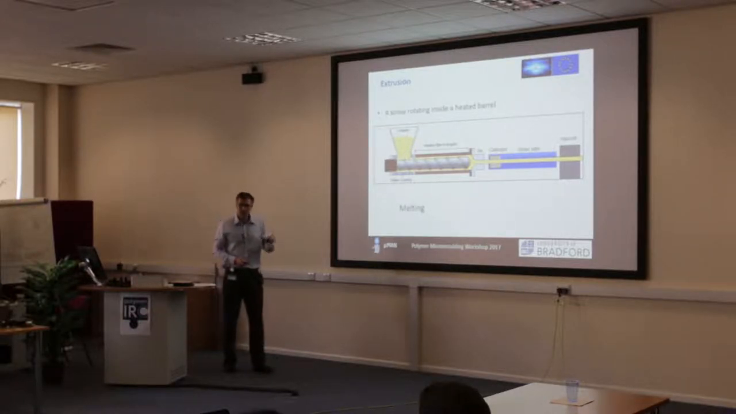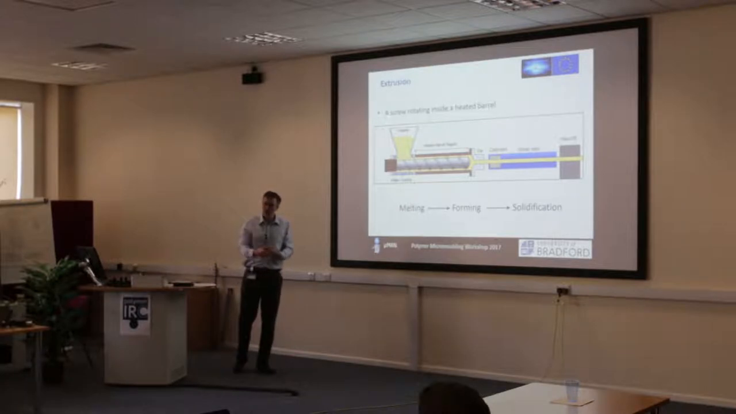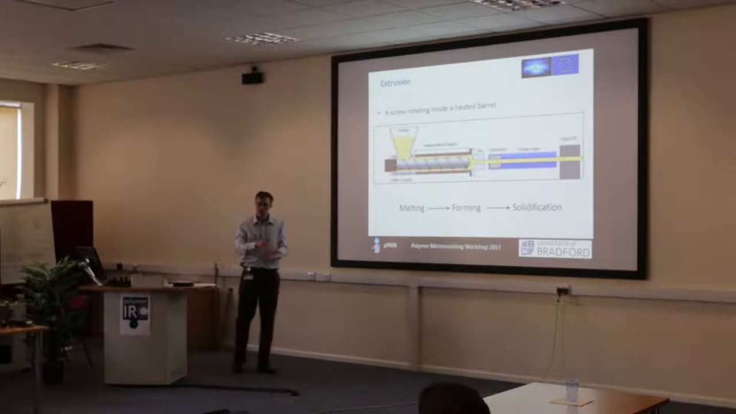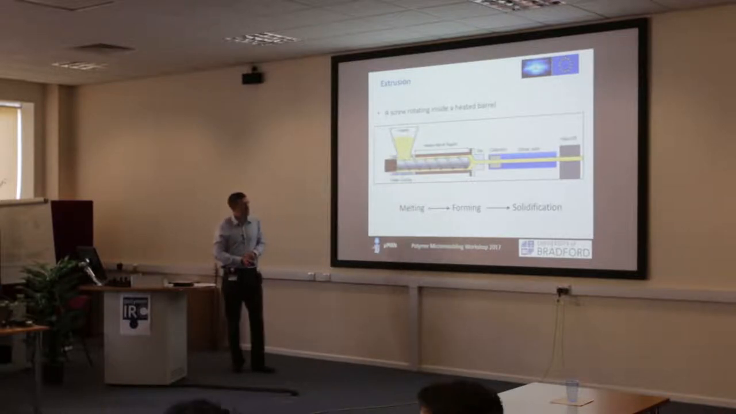So essentially, the extrusion process has different steps. The first step is to melt the polymer. So we have melting that occurs somewhere in the barrel there. We have the forming, which happens as the polymer goes through the die and then through the calibrator. And then the solidification as it returns to its solid state. Hopefully, it maintains its geometry, its integrity, its shape, and its properties.